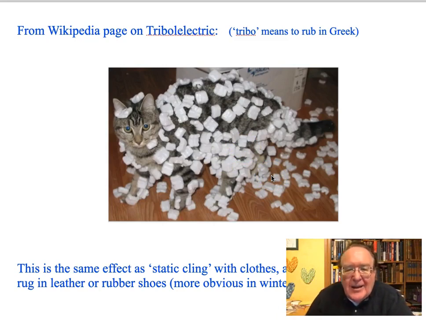This is what is called static cling for your clothes. So you pull a wool sweater off over cotton, or whatever else is further down in the triboelectric series, and you get static cling. It's the same thing with rubber shoes or leather shoes on a rug. Now this is more prominent in the winter time. Why do you notice static charge in the winter but not so much in the summer? We'll get to that later on.